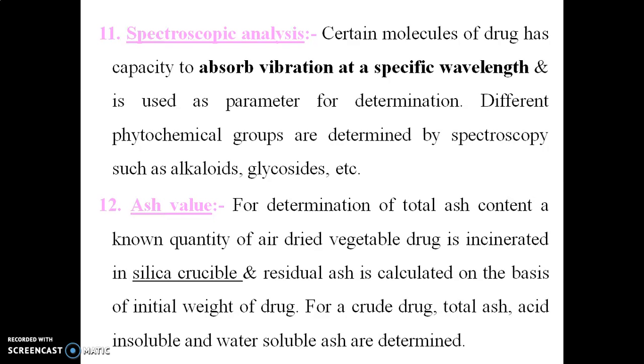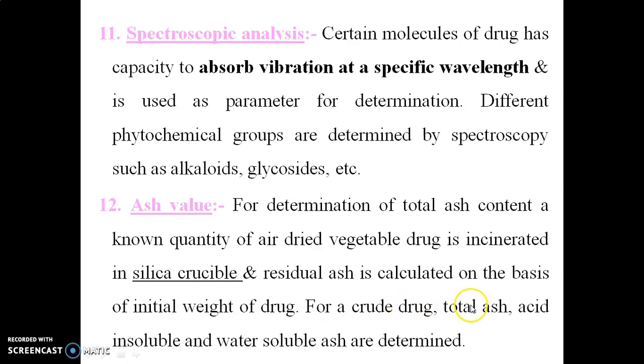Then the 12th parameter is the ash value, where for determination of total ash content, a known quantity of air-dried vegetable drug is incinerated in a muffle furnace in a silica crucible, and whatever ash remains is known as the total ash, which is calculated on the basis of the initial weight of the crude drug taken.